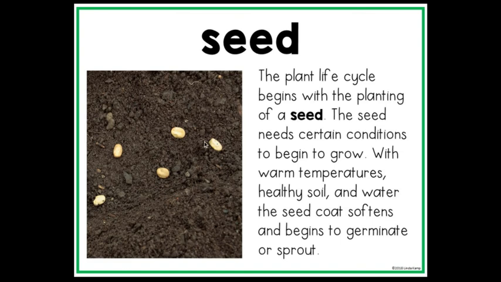This is the first part of the life cycle, the seed. I want to read to you what it says about a seed. The plant life cycle begins with the planting of a seed. The seed needs certain conditions to begin to grow. With warm temperatures, healthy soil, and water, the seed coat softens and begins to germinate or sprout. So that's the seed. You can see the seeds there.